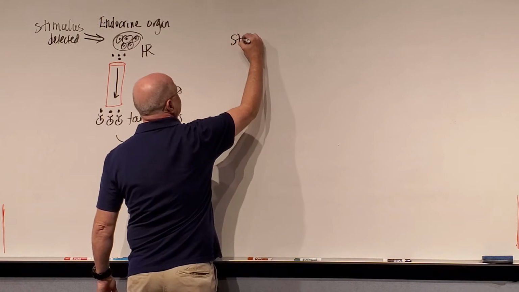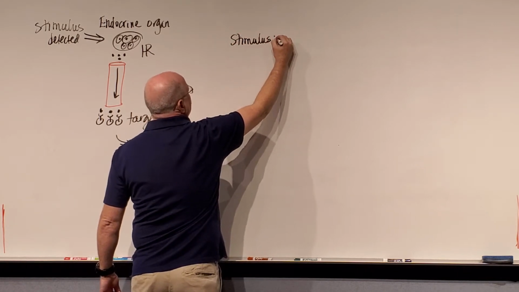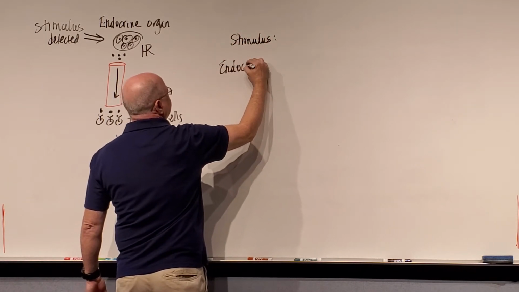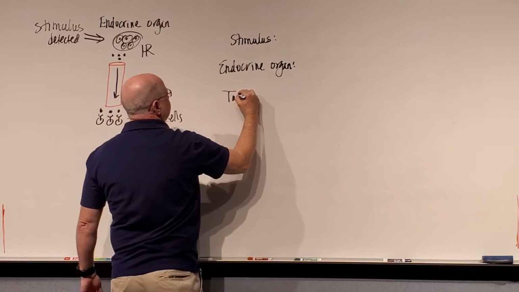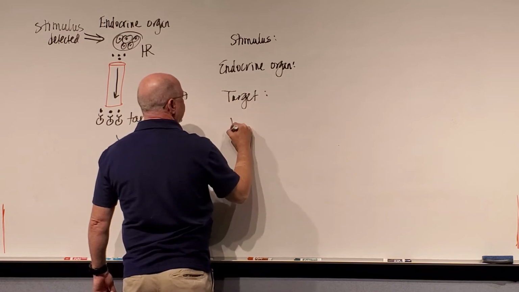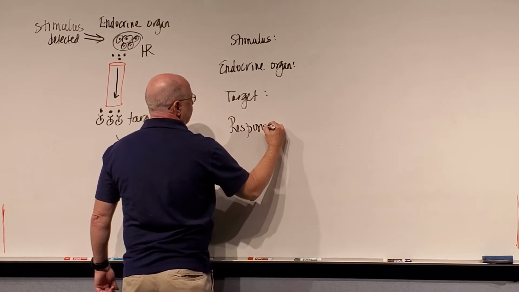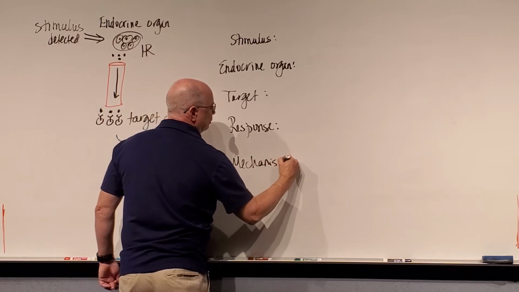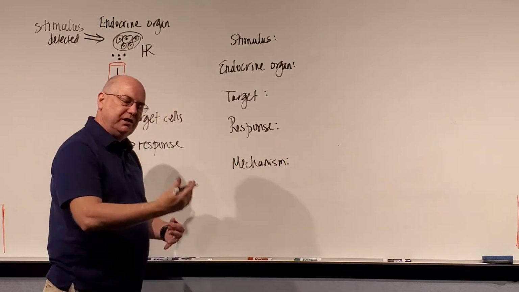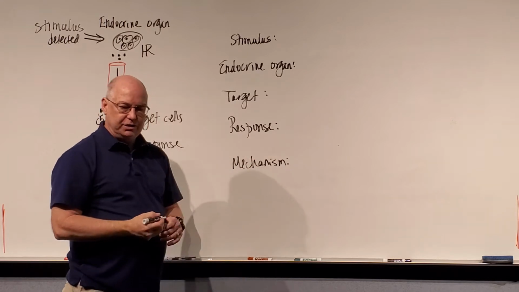We're going to list the stimulus. We're going to list the endocrine organ, what group of cells somewhere in the body. We're going to list the target. And we're going to list the response. And for some of these hormones, we might write out a mechanism. How is the response accomplished? What physiology has to go on for us to get that desired response?